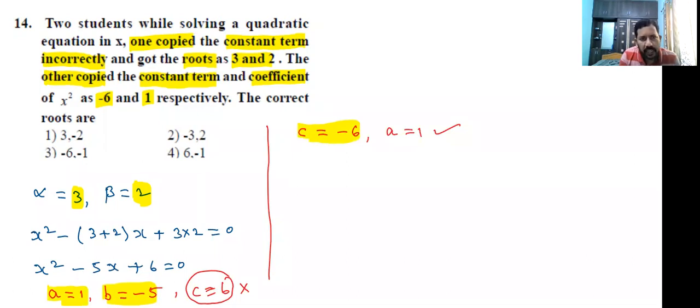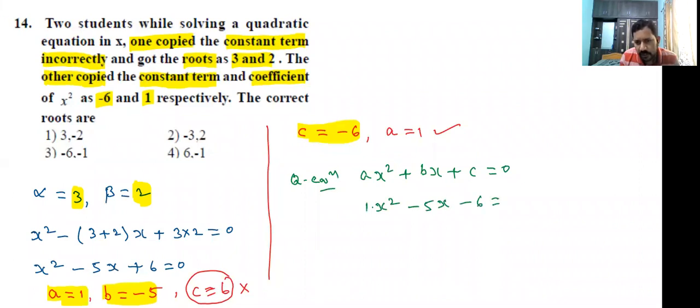By using this, form the quadratic equation. What is the formula? What is the quadratic equation general form? ax square plus bx plus c is equal to 0. Substitute here whatever their a, b, c correct values are. 1 into x square minus 5 into x minus 6 is equal to 0. x square minus 5x minus 6, split into factors.